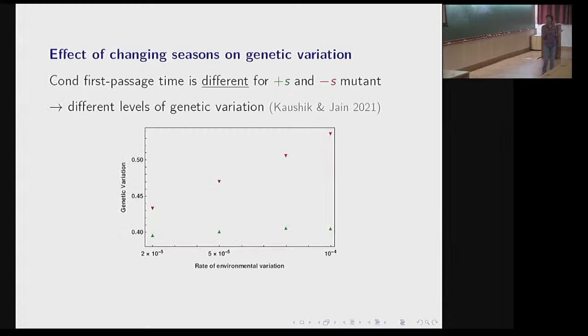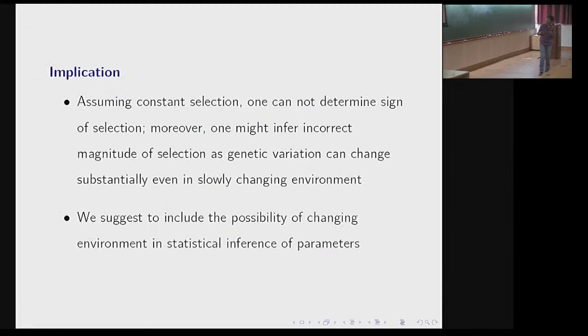What we learned is that the conditional first passage time is indeed different for plus S and minus S mutants, and because this first passage time relates to genetic variation, if I measure that in the simulation, we found indeed that this is the genetic variation in the beneficial case, and for the deleterious it's different. If there was no environmental change, these 2 points would coincide. Okay, so that was the whole point of this exercise.